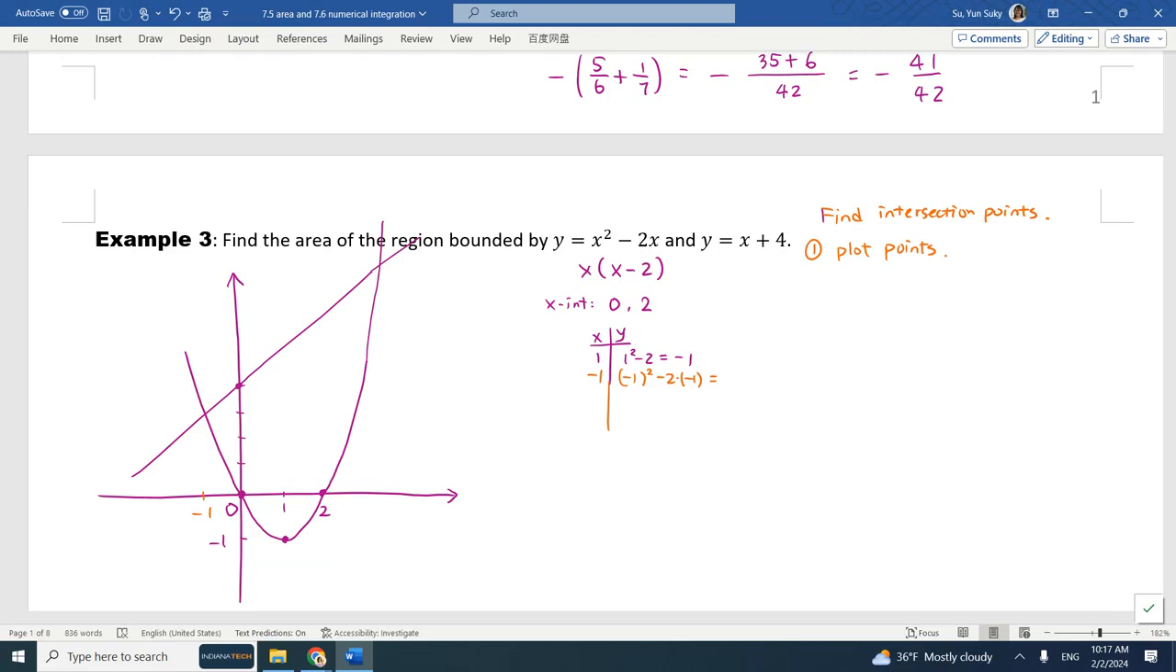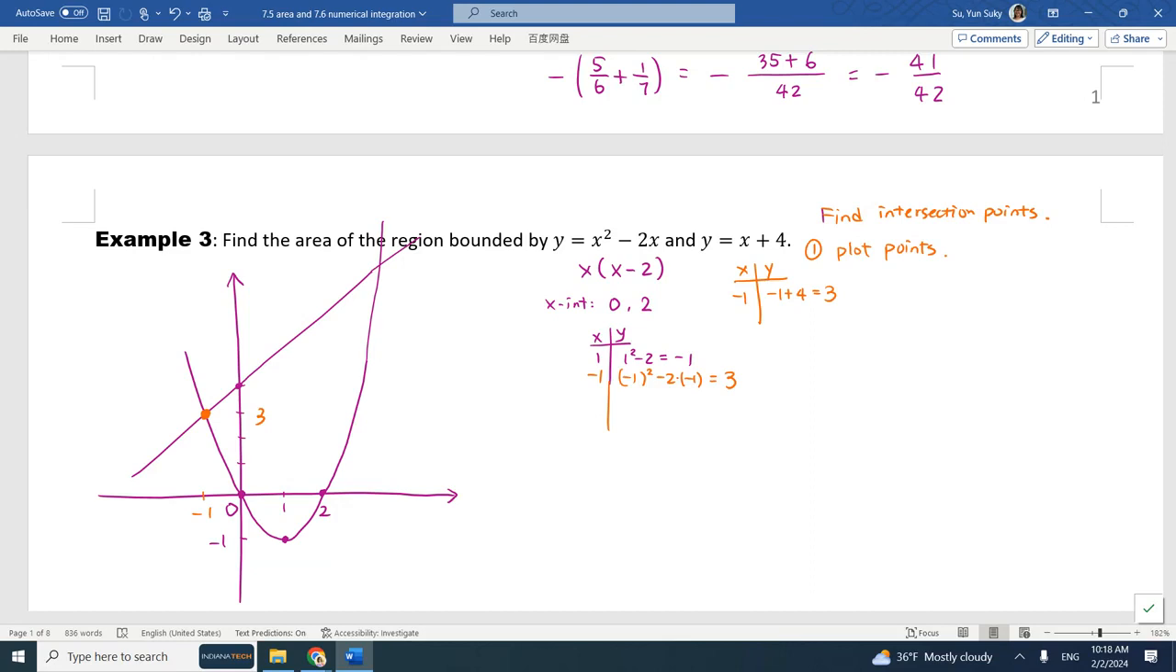What is -1 squared? 1. And then plus 2 is 3. Oh, you see? -1, 3 is right here. Let's check the line. We have the x and we have the y. So when x is -1, look at the y. -1 plus 4. What happened? That's 3. Yes? See? We find this intersection point is really -1 and 3.